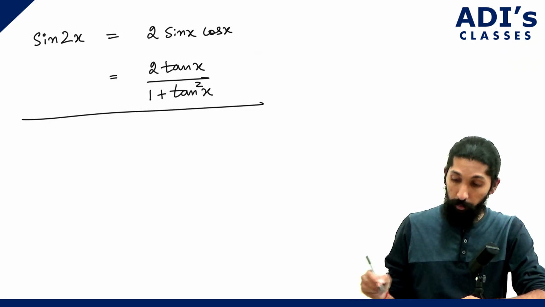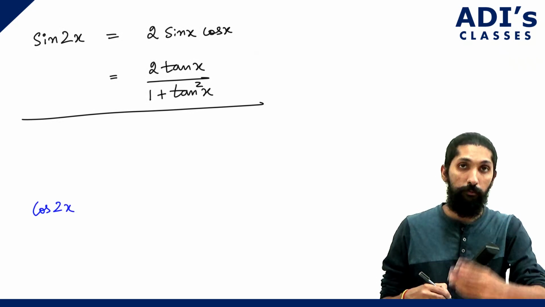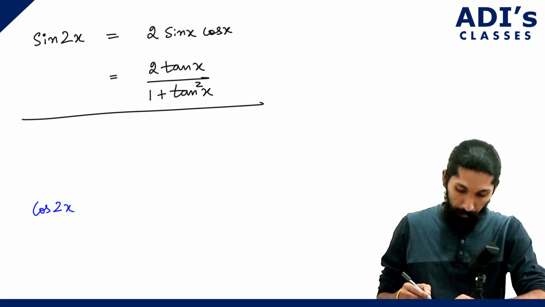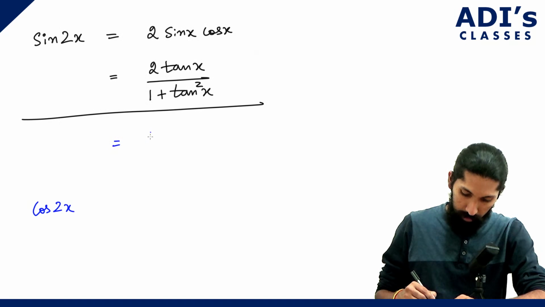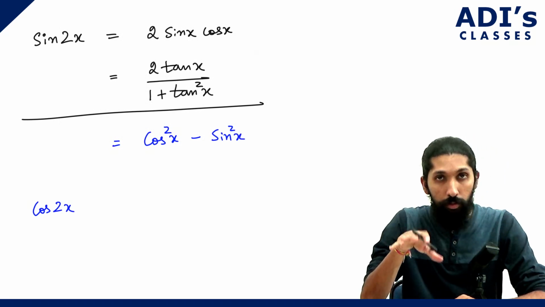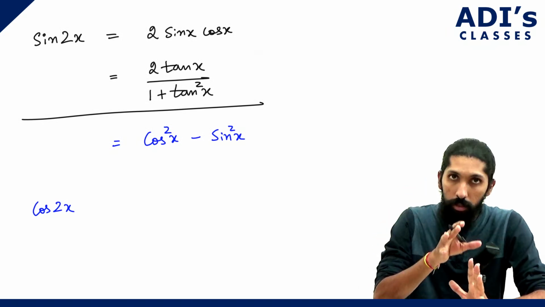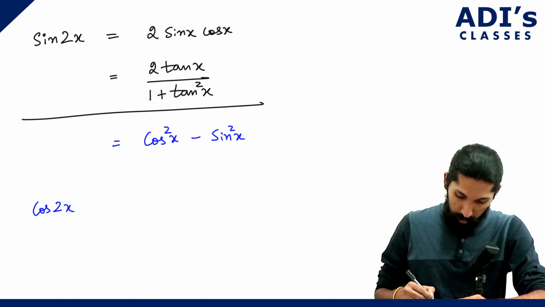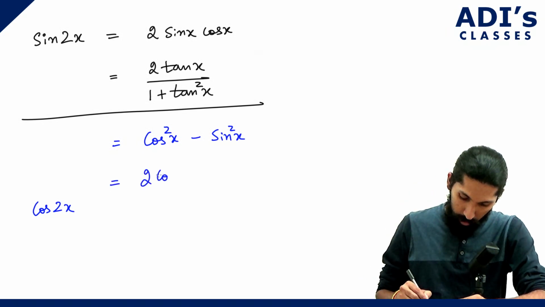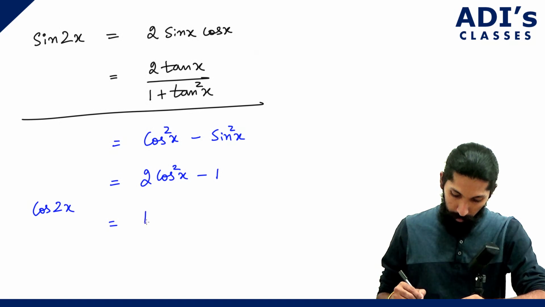Next we'll go for cosine. Cos 2x has 4 formulas. The first one is quite easy, which is cos square x minus sine square x. This we generally do not use. Generally, I'm saying, not that you don't use it at all. The next one is 2 cos square x minus 1. The next one is 1 minus 2 sine square x.